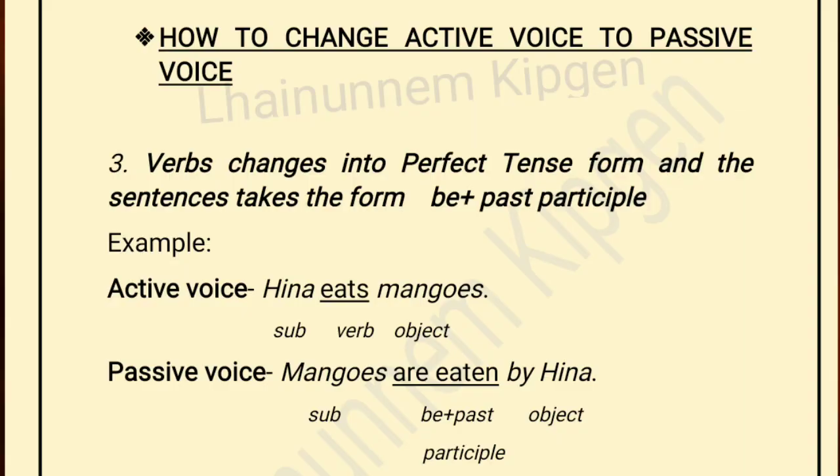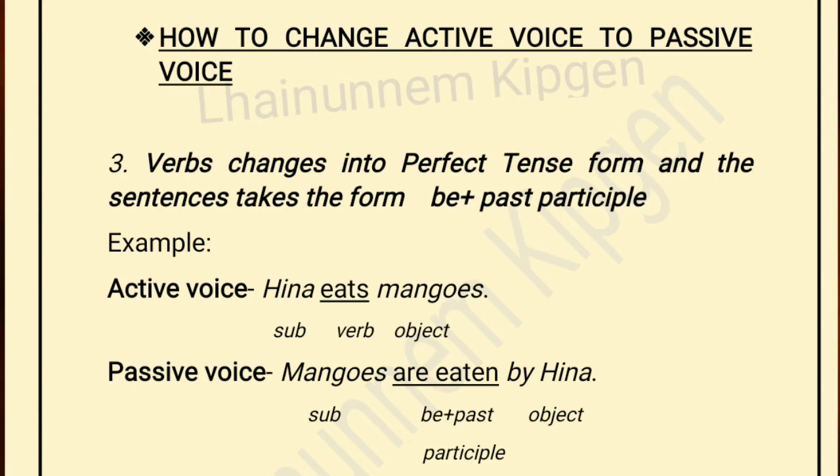Now let us see rule number 3 of how to change active voice to passive voice. Rule number 3. Verb changes into perfect tense form and the sentence takes the form be plus past participle. So in the previous lessons, I told you to learn by heart the sentence formation according to the different tenses. If you learn it by heart, this will not be difficult for you. So now the verb changes into perfect tense, and then the sentence takes the form of be verb plus past participle.